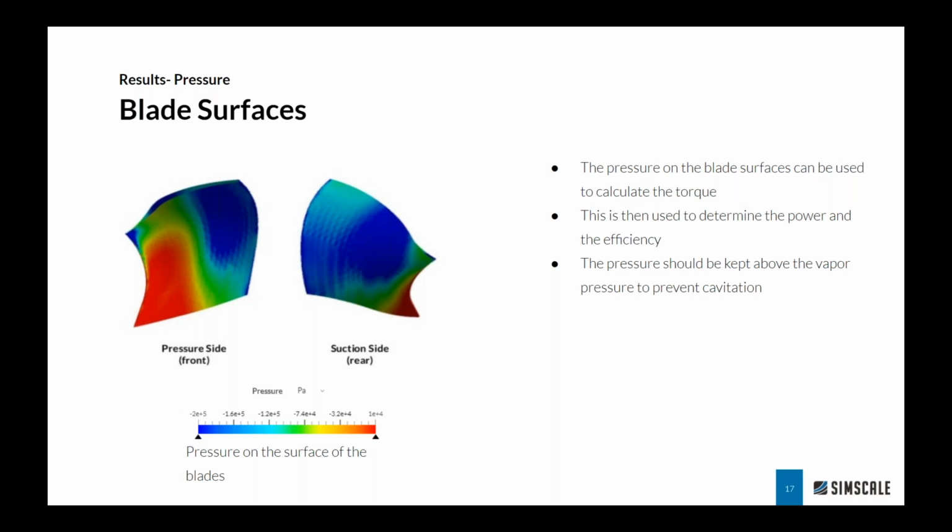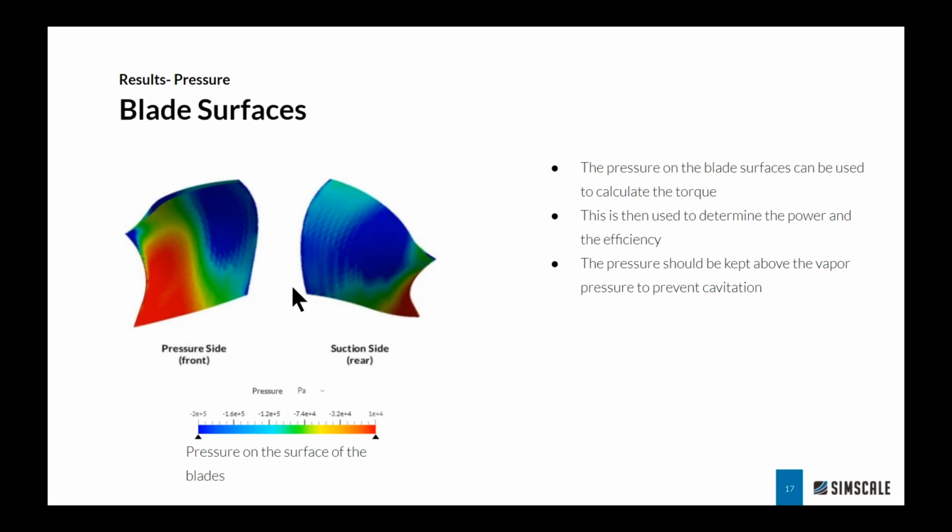So the next thing we want to study is the blade surfaces. This is a pressure plot of the front and back of my turbine blades. This pressure differential is used to calculate the torque that these blades produce. The torque is then multiplied by the RPM to get the power, and then the power is used to calculate the efficiency. So this is the process we use to characterize the efficiency performance of the turbine.